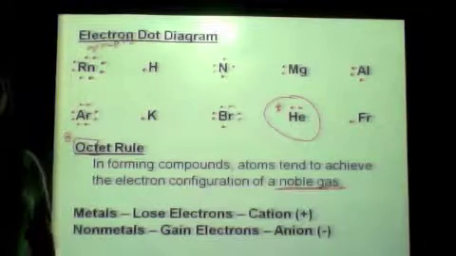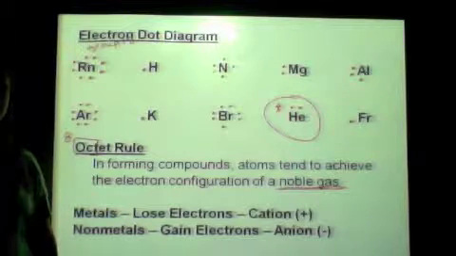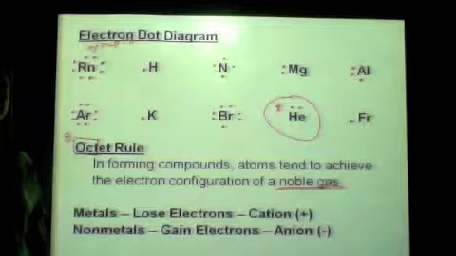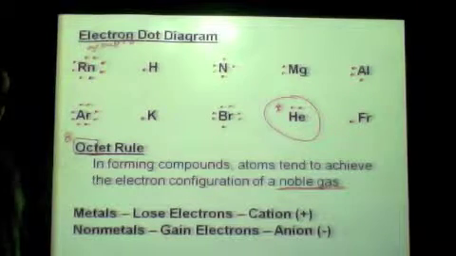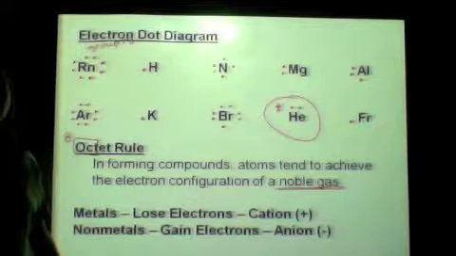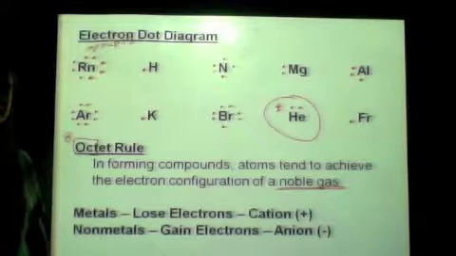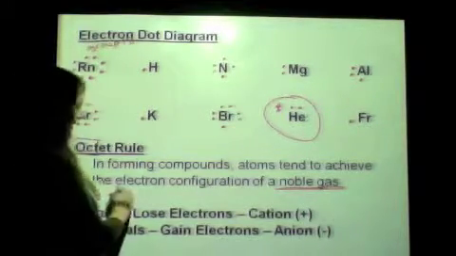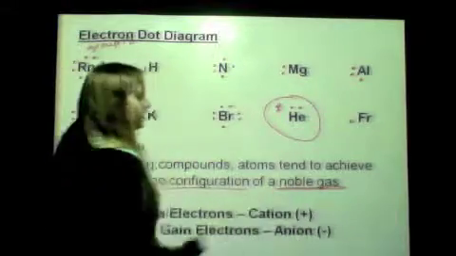Remember, your noble gases are stable. They're the most stable elements on the periodic table. So all the other elements are trying to achieve that same stability. To get there, that's why they either lose, share, or gain electrons. So remember, octet rule is to have the electron configuration of a noble gas.